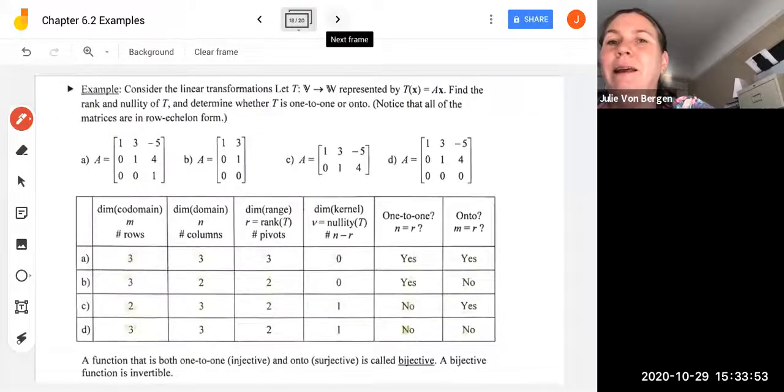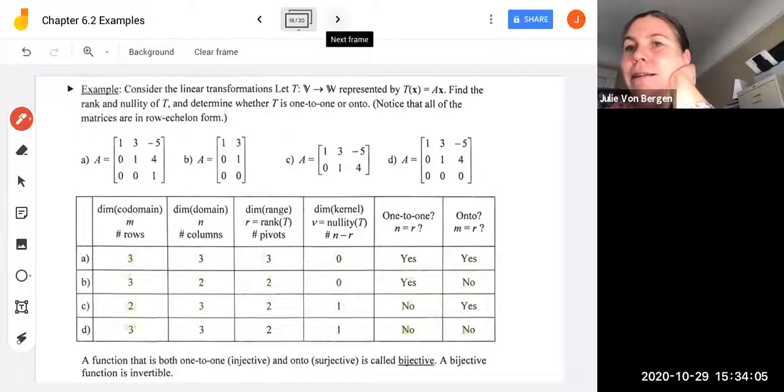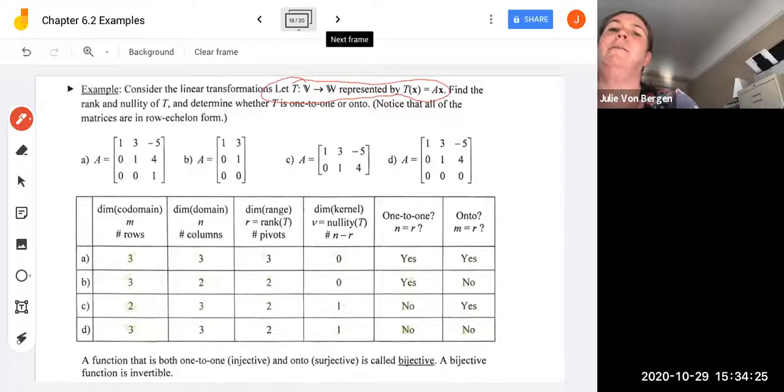So let's take a look at an example. We've got 4 different matrices here. They're all called matrix A, but we can think about them as A through D here. And so for all of these matrices, T is a linear transformation from V to W, represented by T of X equals AX, the matrix A multiplied by vector X. And we're going to find the rank and nullity of T and determine whether T is 1-to-1 or onto. It could also be both. And notice we made life easy by putting all these matrices in row echelon form.